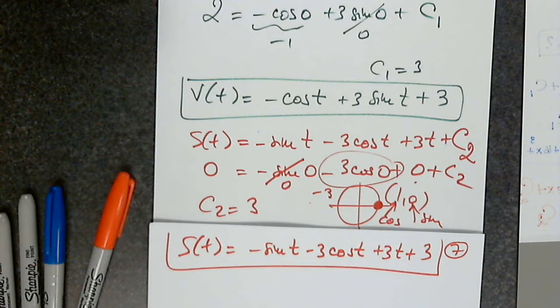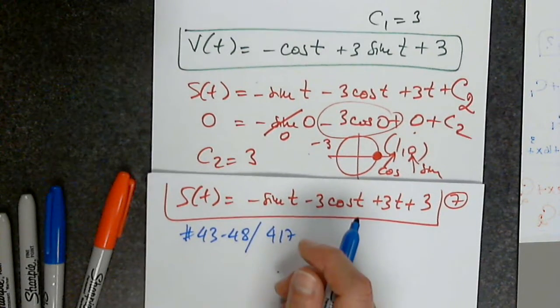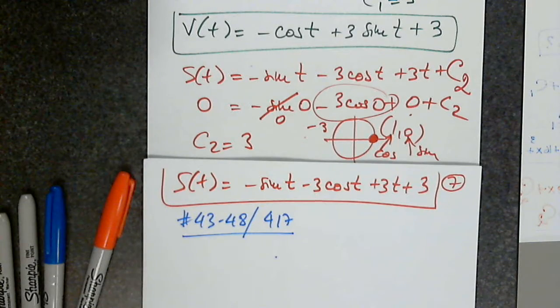Any questions? Okay, on page 417, I want to practice or review chapter 5, page 417. I would like to start with 43. I want to work on all problems 43 through 48. Is 417 the review for all of chapter 5? Yes. I would like to start with this and then we'll go back to other integrals.